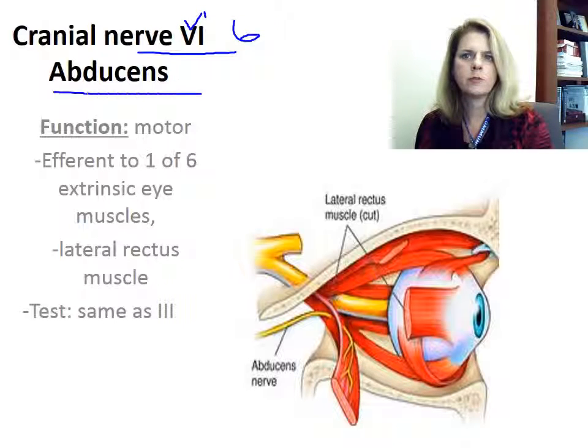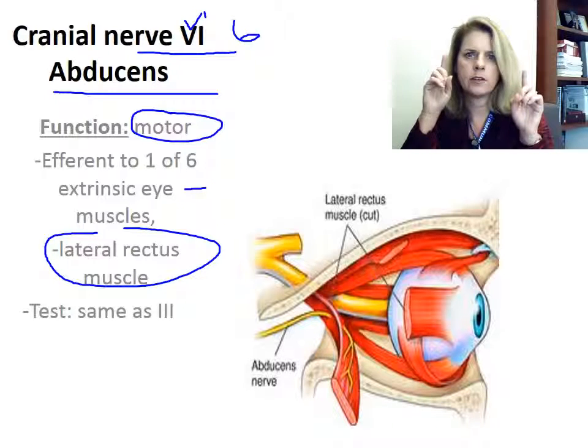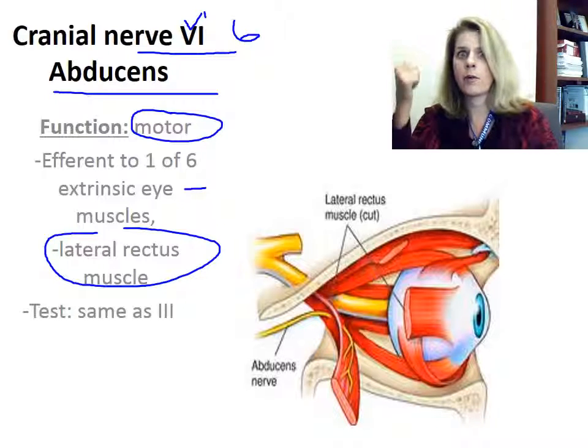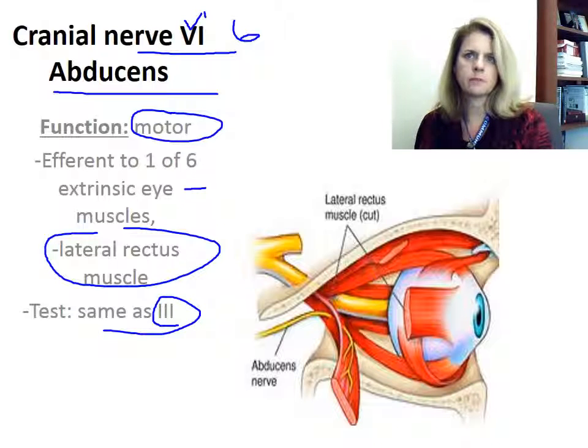This is the abducens, so abduct, so think about what an abduct is. That's a movement. This is a motor cranial nerve. That means it moves something, and these are the eye muscles, and it moves the lateral rectus muscle. So think lateral, so outside, and if it was to pull, that would pull your eye that way, so it would abduct your eye. So you would test it the same way you do with number 3. You're looking at eye movements.